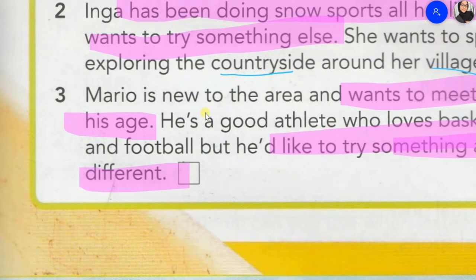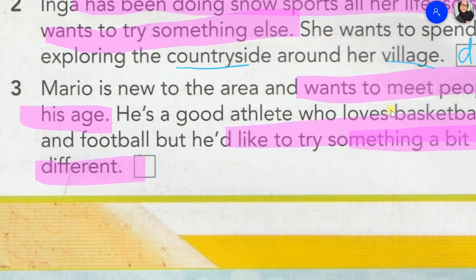So Mario is new to the area and wants to meet people his age. He's a good athlete who loves basketball and football, but he would like to try something a bit different. So basically, Mario loves team sports, right? Football and basketball are considered team sports.